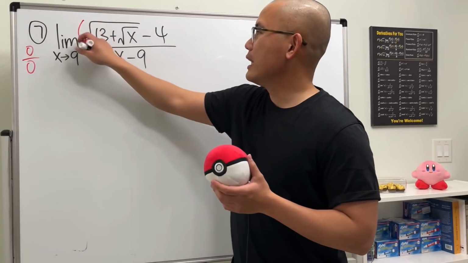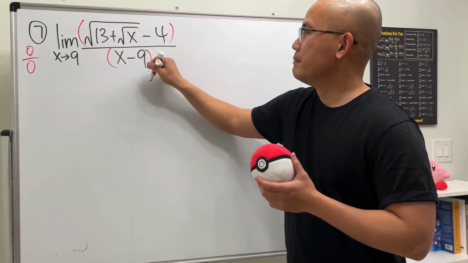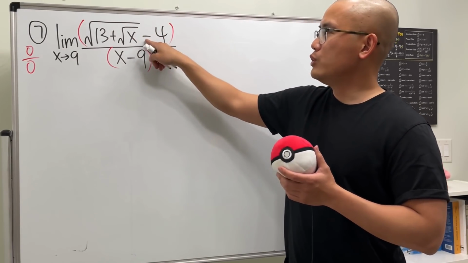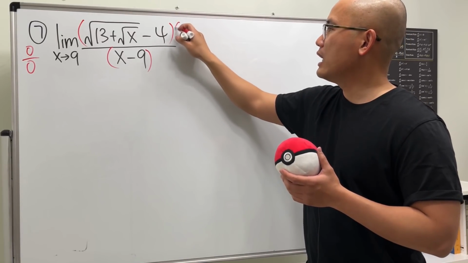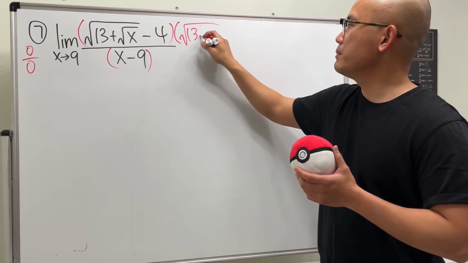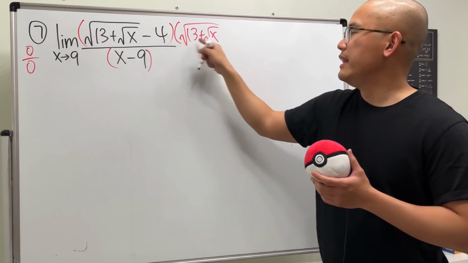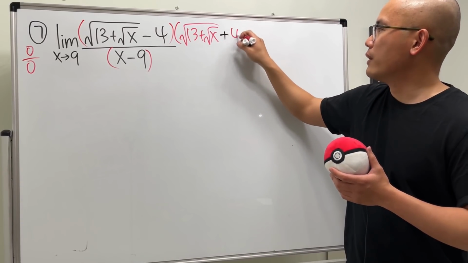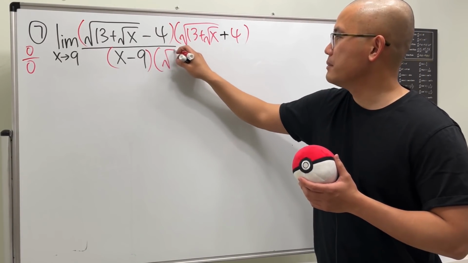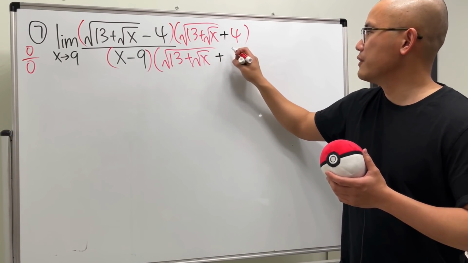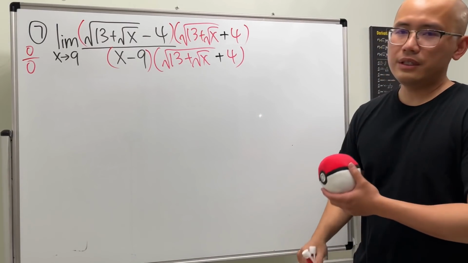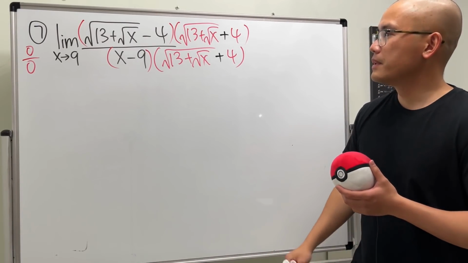All right, so first off, let's multiply the top and bottom by the conjugate of this, which is just we are going to change the sign to a plus. So we are going to have square root of 13 plus square root of x and then plus 4. And of course, we do the same thing on the bottom. So square root of 13 plus square root of x and then plus 4. So far, so good. And now let's multiply this out.